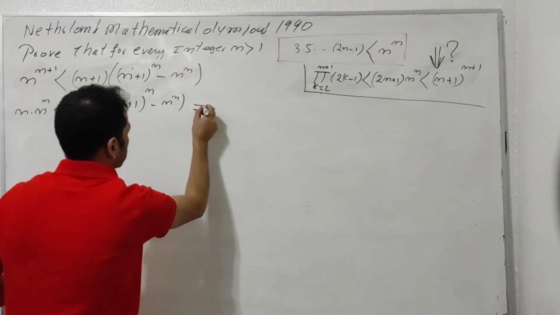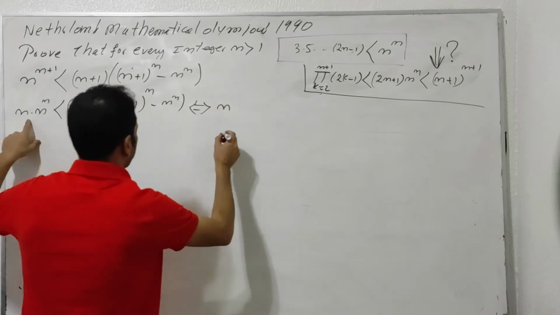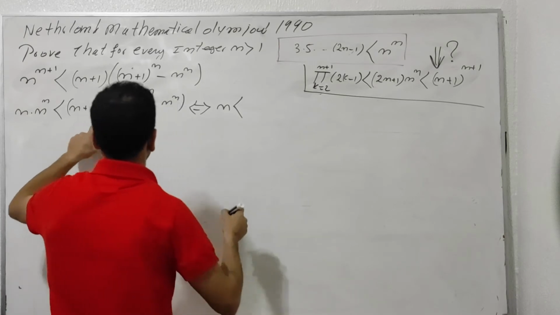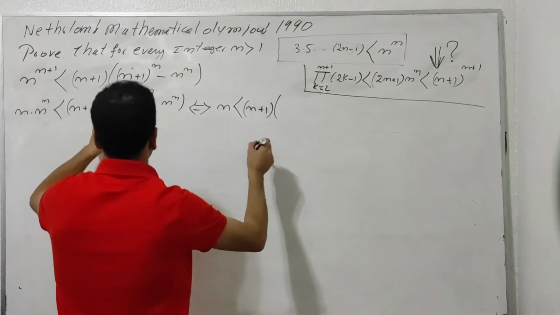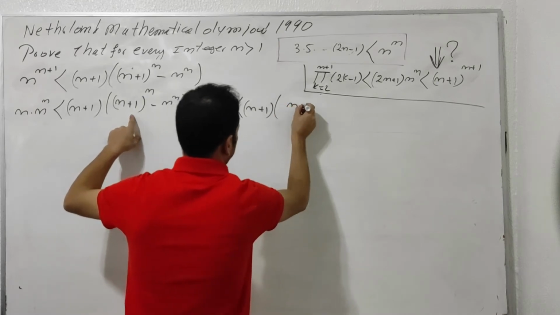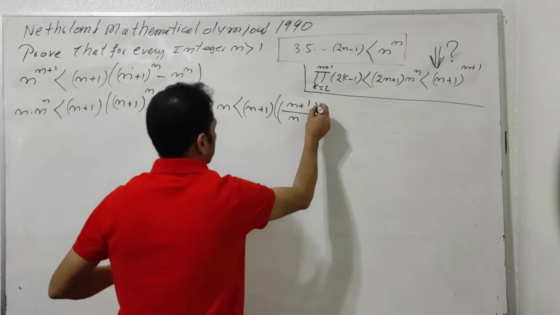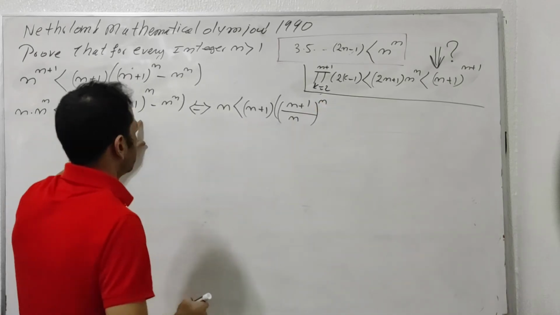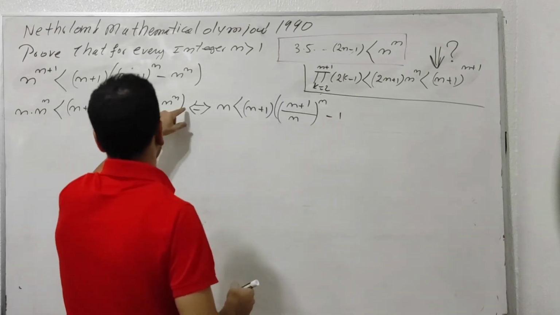So this is equivalent, and it will be left with n on the left hand side. So n is strictly inferior to (n plus 1) multiplied by this term, which is ((n plus 1) over n) to the n, minus 1. Because I have divided both sides by n to the n, and n over n to the n is 1.